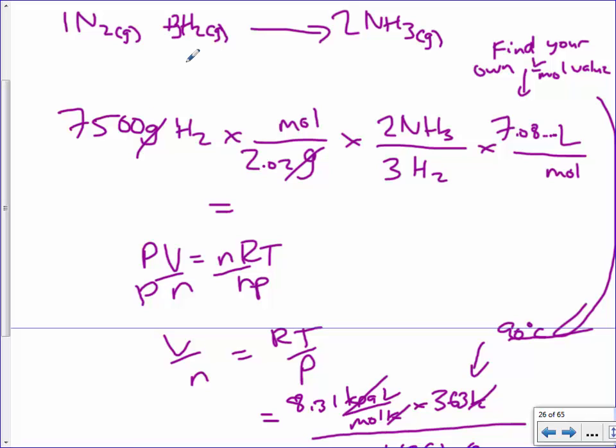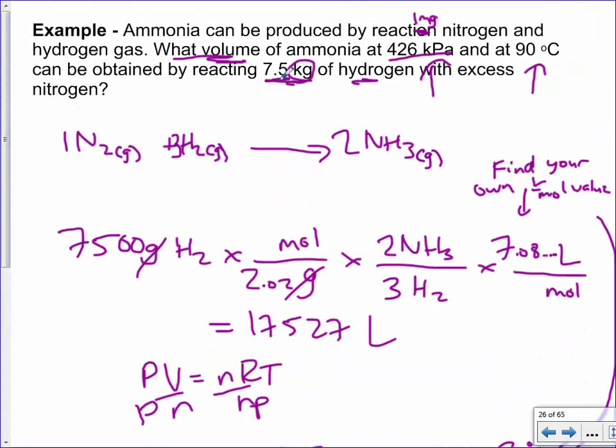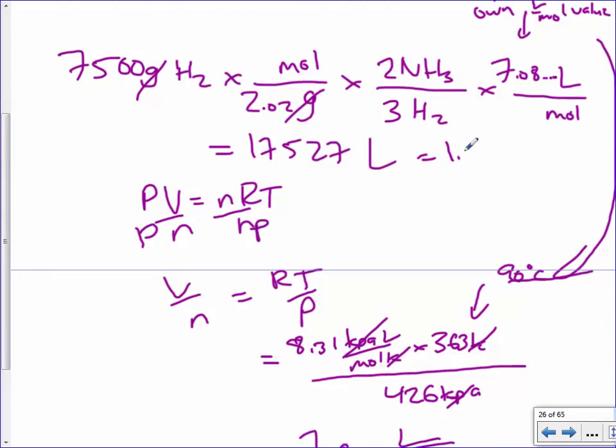Okay, well let's talk sig digs here. Let me write down my number first though. I got 17527 liters. But you're right, we gotta sig dig this properly. Based on our values, this had 2 sig digs. This had 3. This one here appears to have 2, but technically in Kelvin it has 3. But that being said, this 7.5 kilograms only actually had 2 sig digs. So we're going to need to round this to 1.8 times 10 to the 4 liters. I'll just box that. There's our answer.